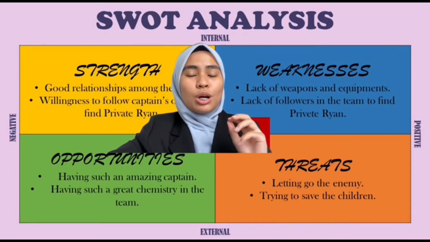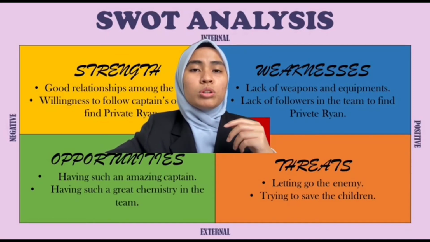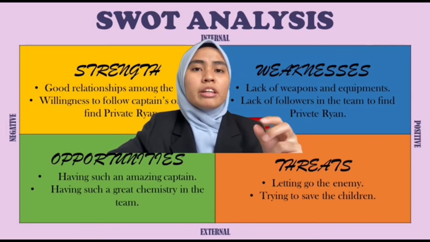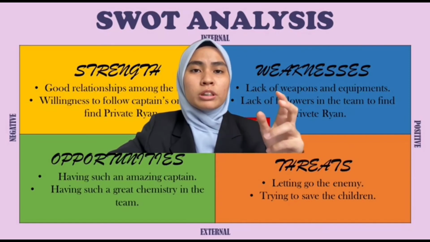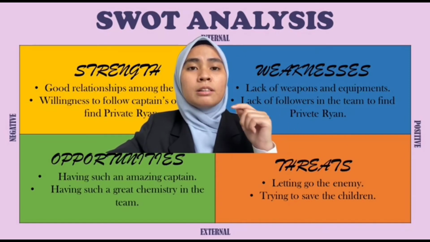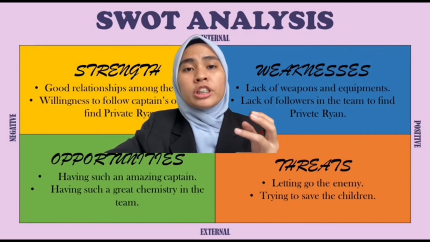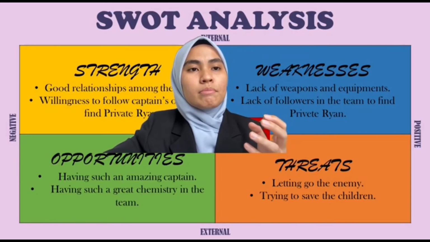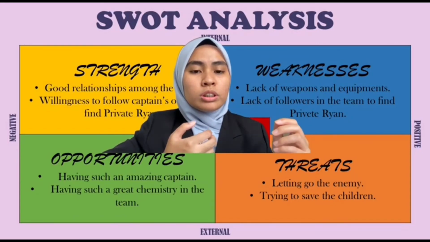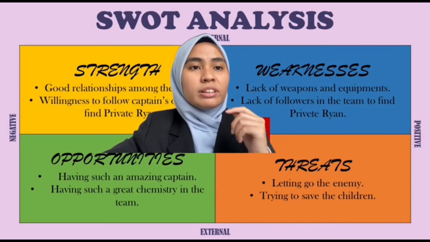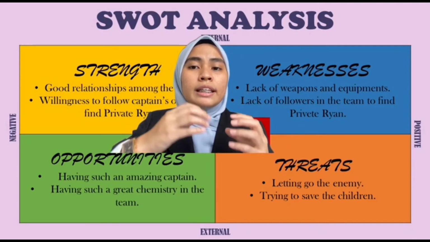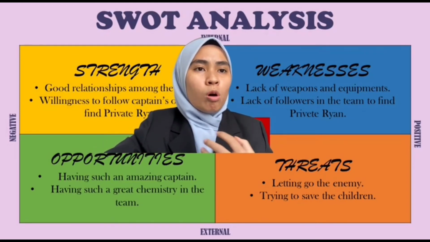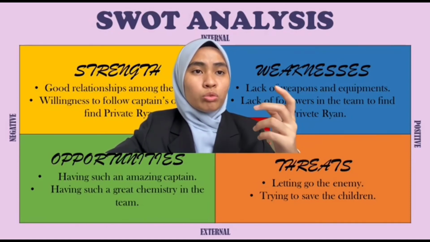Next, W. W stands for weakness. The weaknesses of Saving Private Ryan are the lack of weapons and equipment. Even though they lack weapons and equipment, Captain Miller has his own idea, which is to make their own sticky bomb using socks and fuse. They also lack followers in the team to find Private Ryan. Even though they're a small team, they have their own spirit of the war and never give up continuing to find Private Ryan.